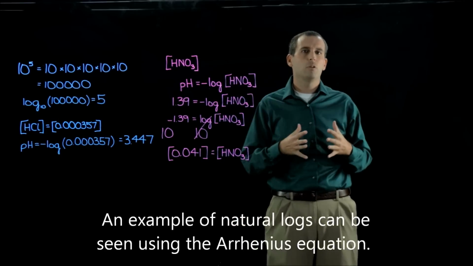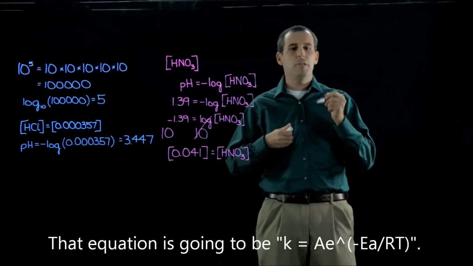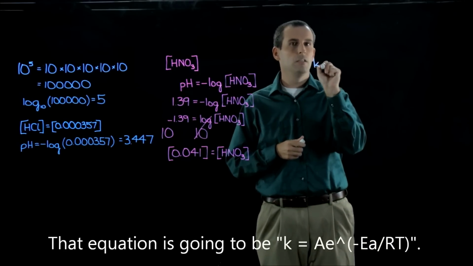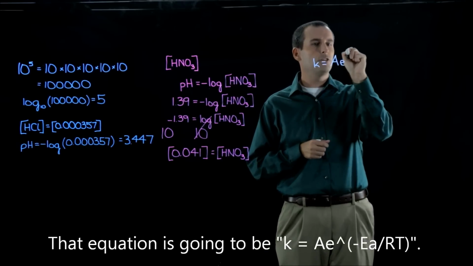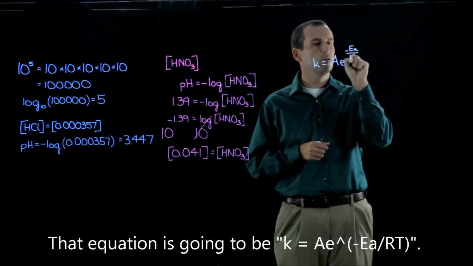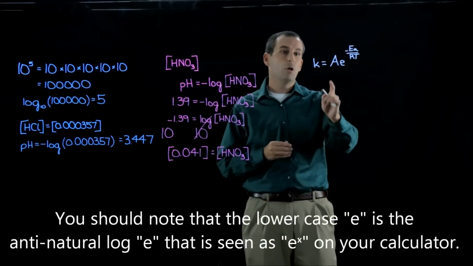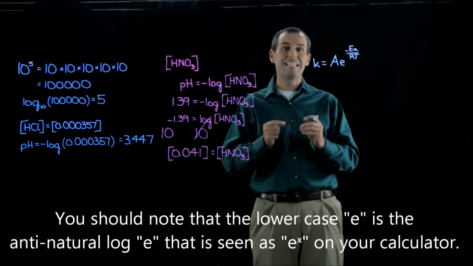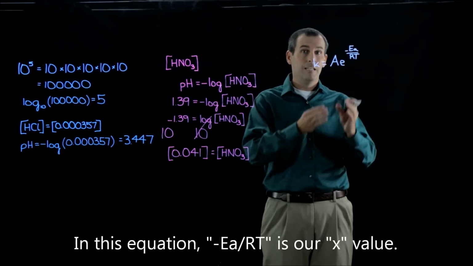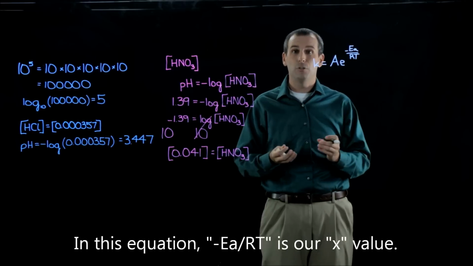An example of natural logs can be seen when we are going to use the Arrhenius equation. That equation is going to be k is equal to A e raised to the negative Ea over RT. You should note that the lowercase e is the anti-natural log e that is seen as e to the x on your calculator. In this equation, Ea over RT is our x value.